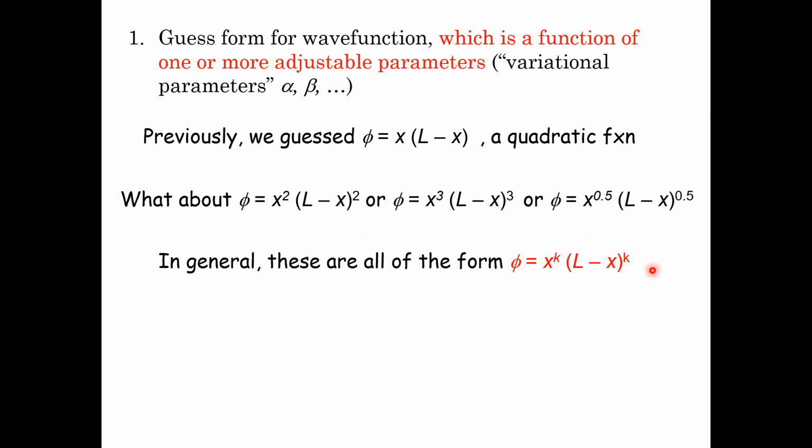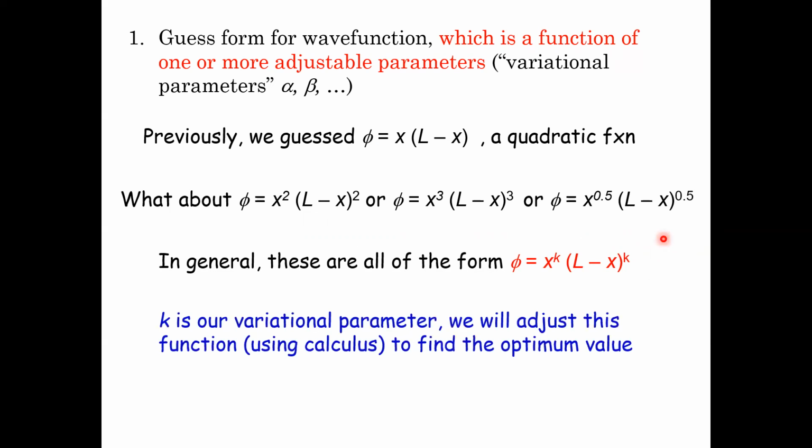And in general, I could write any one of these functions in the following form. Right? Phi is equal to x to the k times (L minus x) to the k, where k is just some number. In this function, it is k which is my variational parameter. And what I'm going to do is adjust the value of k to find its value which minimizes the energy.